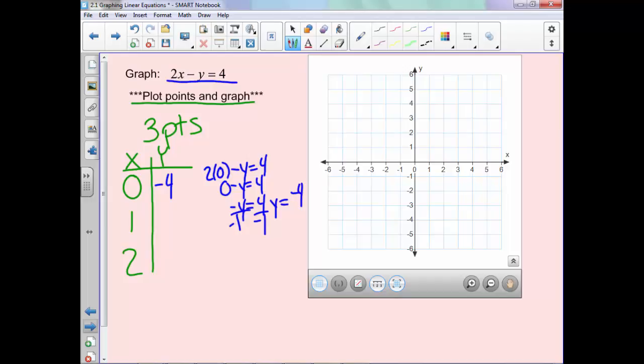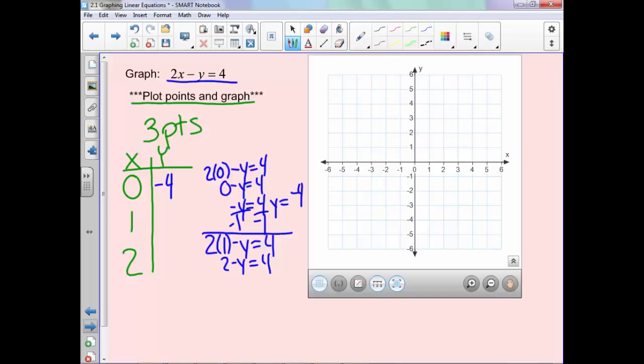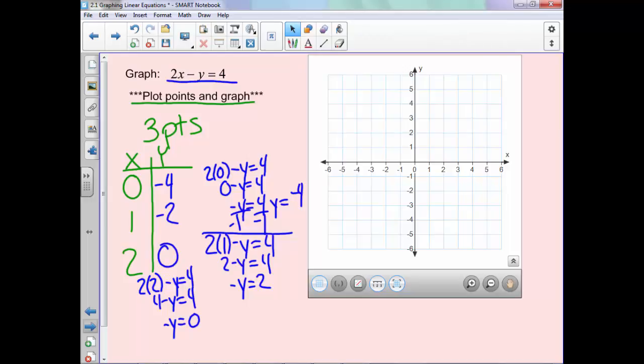Second one, we'll plug in 1 for our x, so we'll have 2 times 1 minus y equals 4, or 2 minus y equals 4. Subtract 2 from both sides, we'll get negative y equals 2, so y is negative 2. And then this last one will have 2 times 2 minus y equals 4. So 4 minus y equals 4. Subtract 4 from both sides, negative y equals 0. So our y coordinate will be 0. And now we just take these as ordered pairs and plot them on our graph.